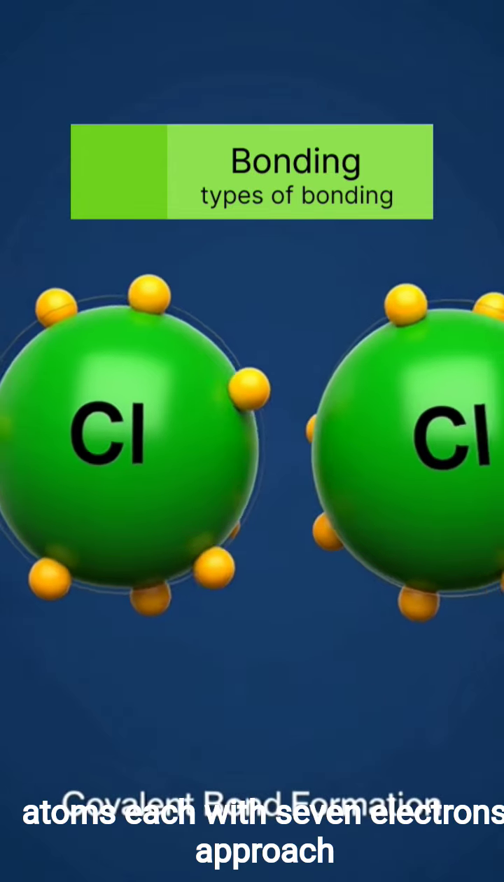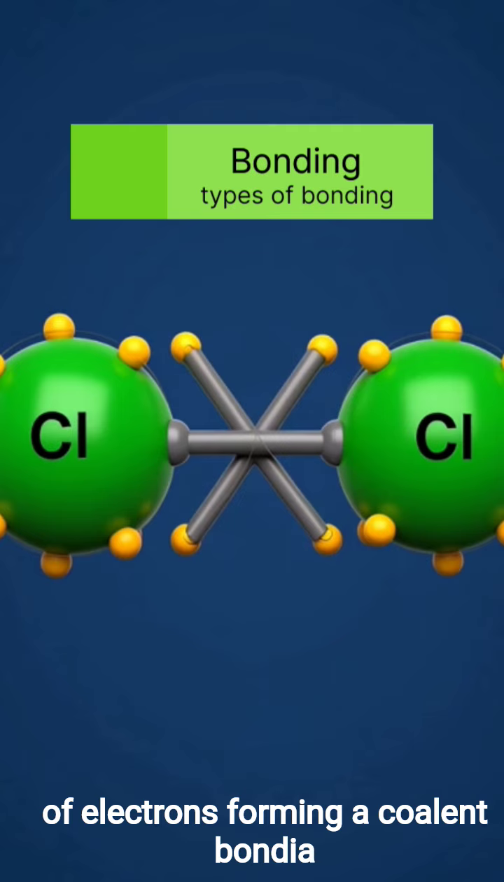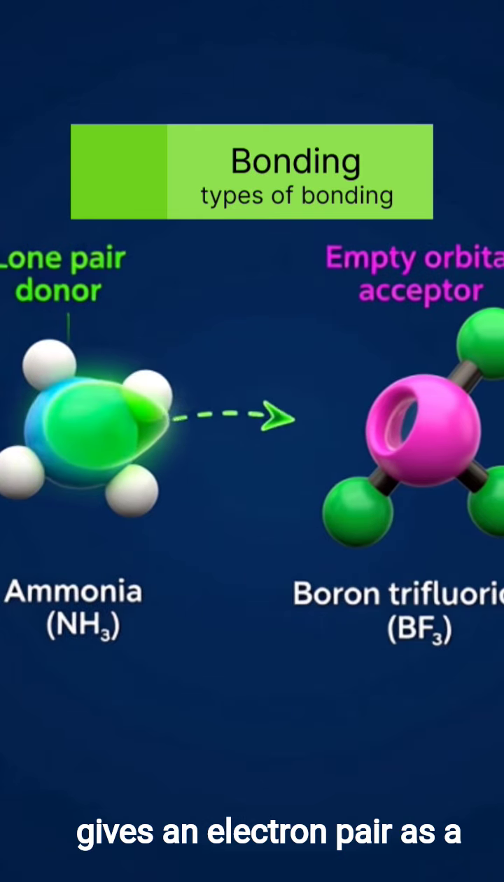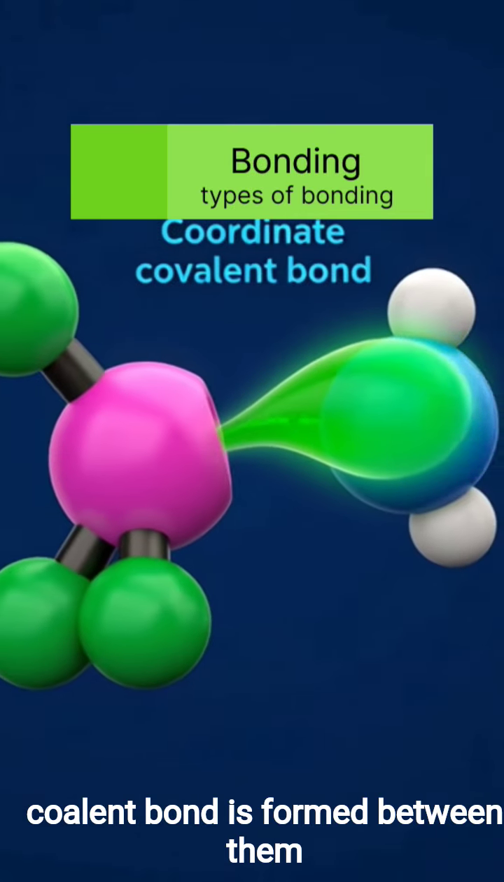2 chlorine atoms, each with 7 electrons, approach each other. They share a pair of electrons, forming a covalent bond. Ammonia gives an electron pair as a donor, and boron trifluoride accepts the pair as an acceptor. A coordinate covalent bond is formed between them.